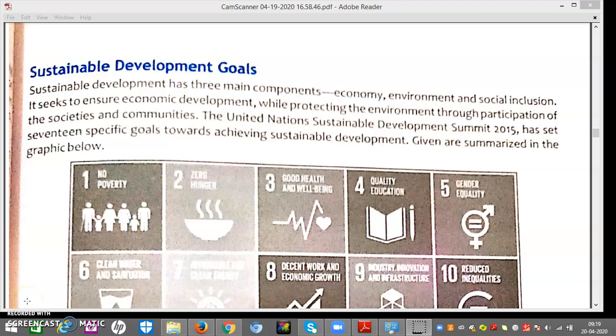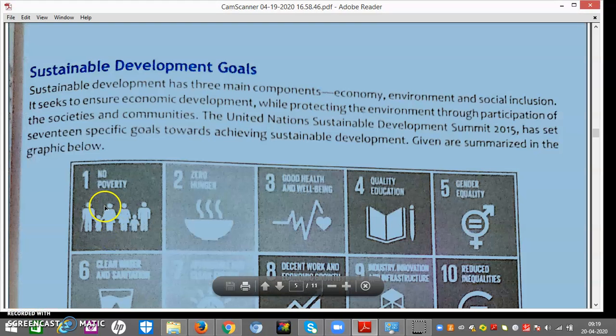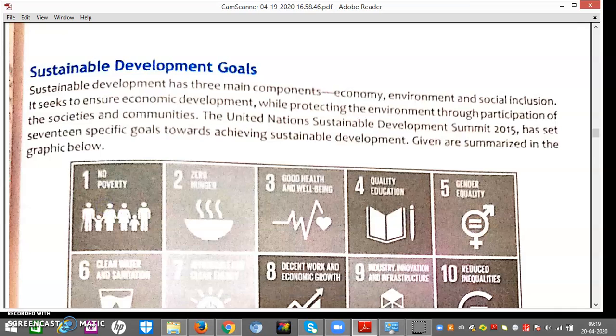Now we will move on to sustainable development goals. Now what are sustainable development goals? Sustainable development has three major components as we discussed earlier. Number one is economy, number two is environment, and number three is social inclusion, meaning the social qualities or social impacts of a human being. Now it seeks to ensure economic development while protecting the environment through participation of societies and communities.